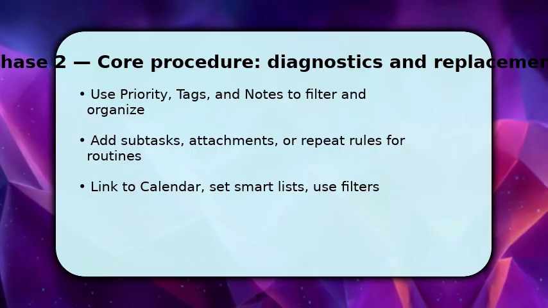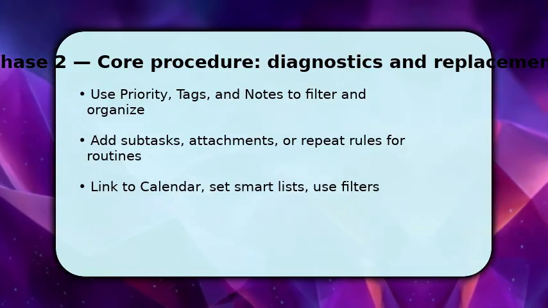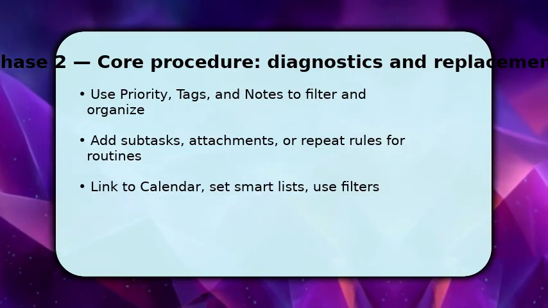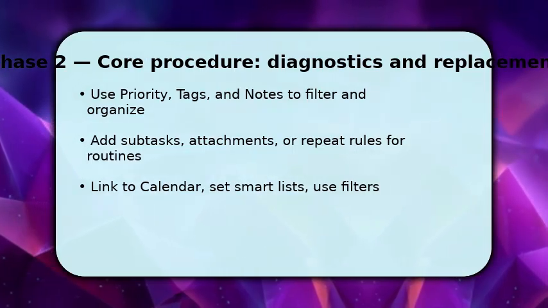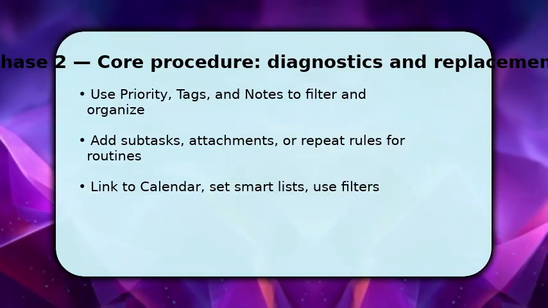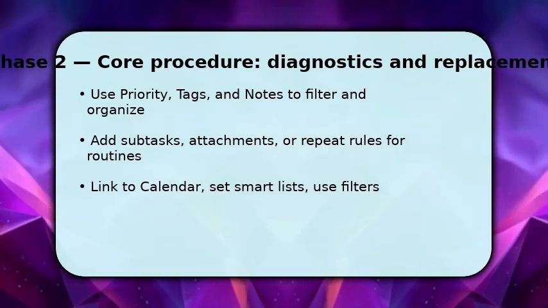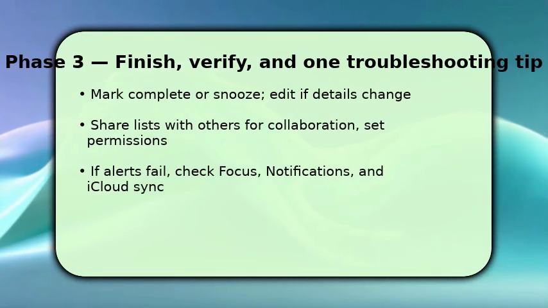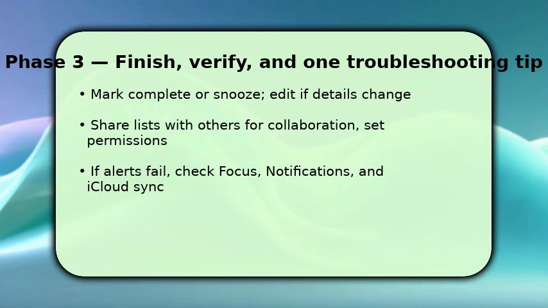You can link events to calendar or enable location-based triggers when arriving or leaving a place. Once configured, test a repeat or finally use the reminder. Swipe to mark complete or tap to snooze when you need more time. Share a list with collaborators for joint tasks and set permissions so others can edit.